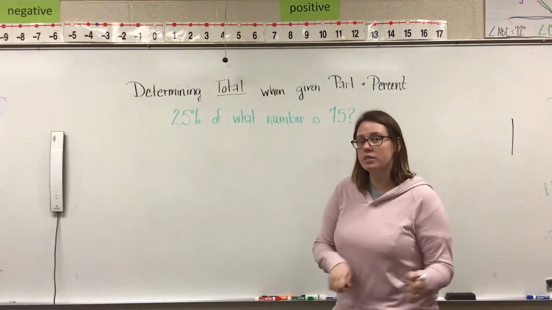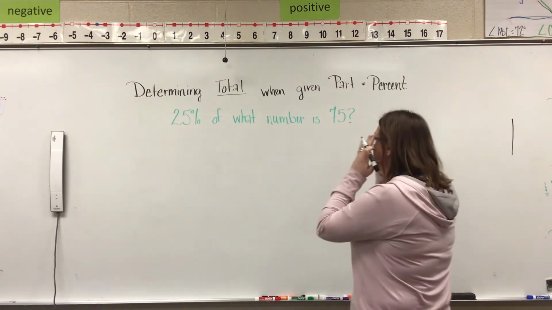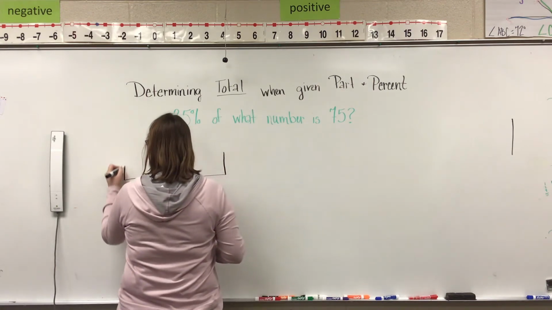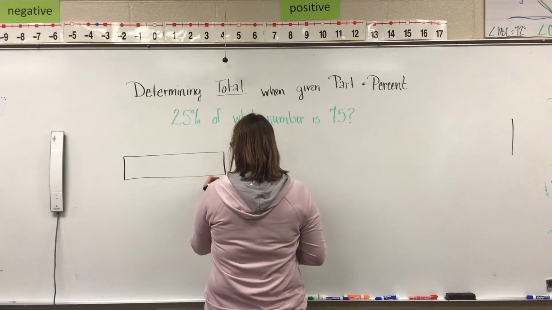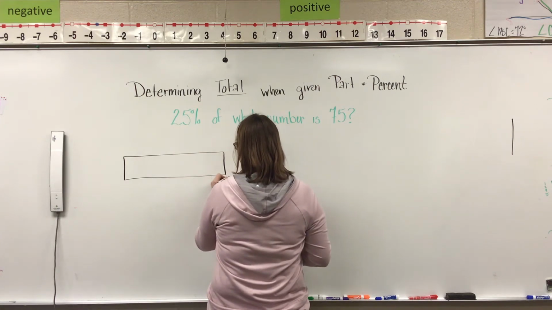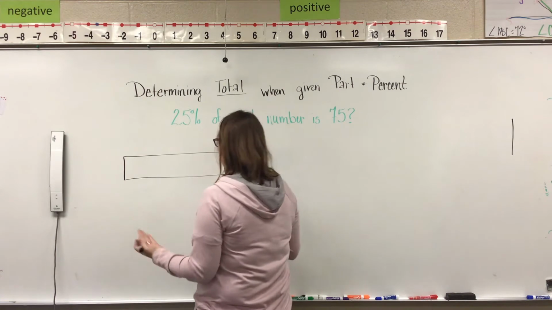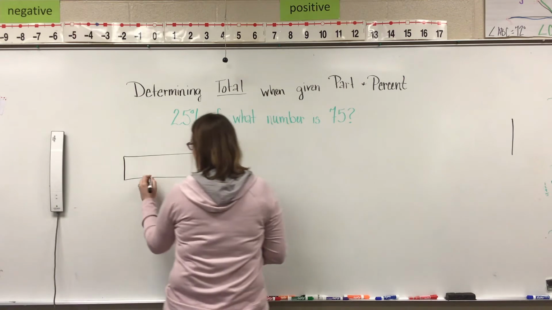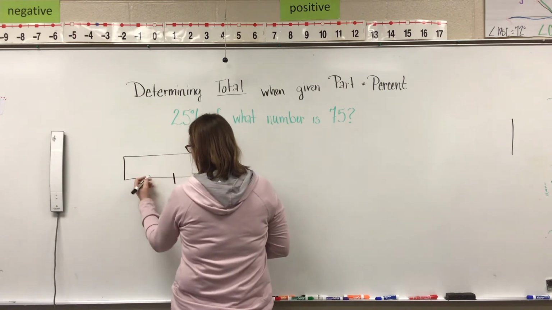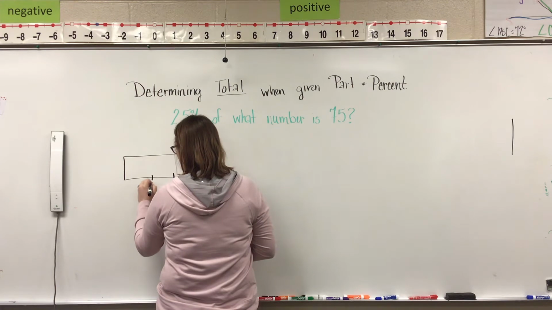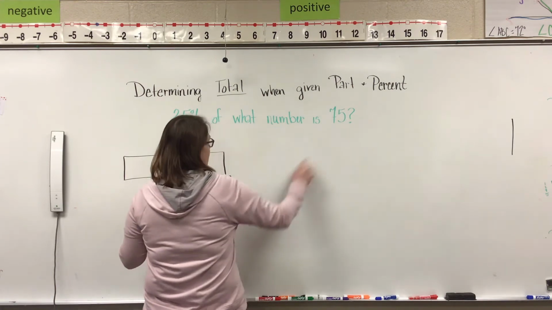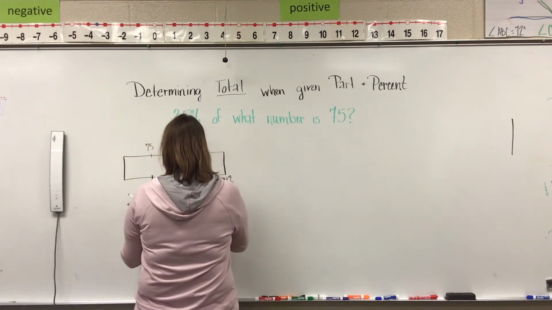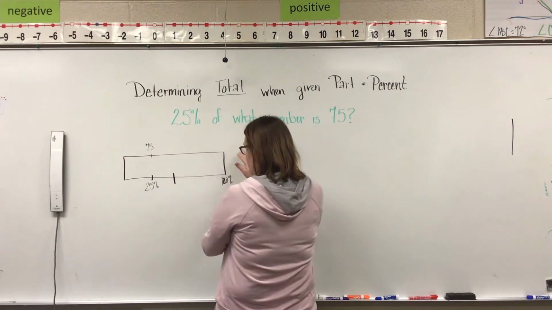So the first method that we've discussed has been the percent bar. So we're going to start with that. Again, just your rectangle. Alright, so we have 100%, but we don't know what 100% of this number is. What we do have is 25%, so that would be my 50%, so my 25% would be about here. And we know that that is 75. So we have to figure out, given this information, what this would be.